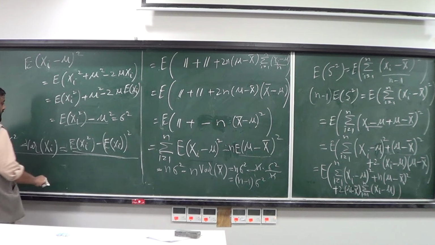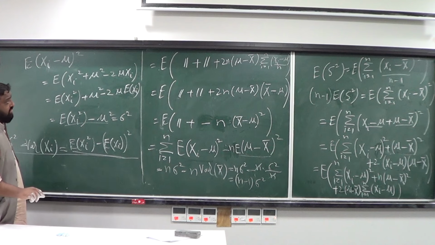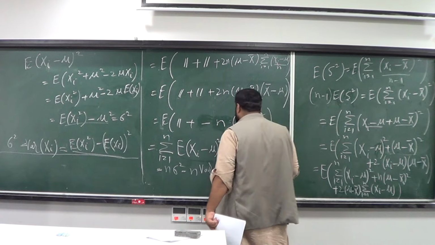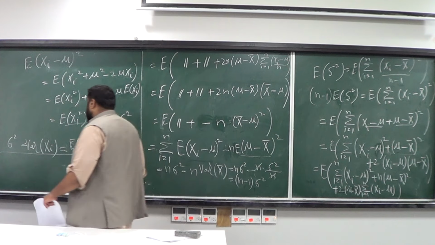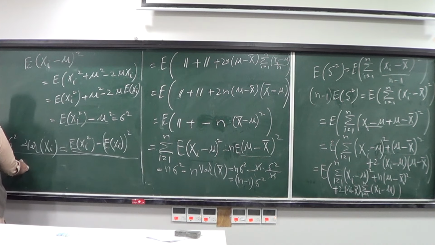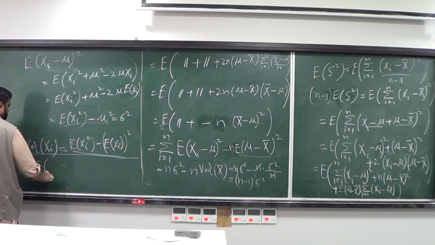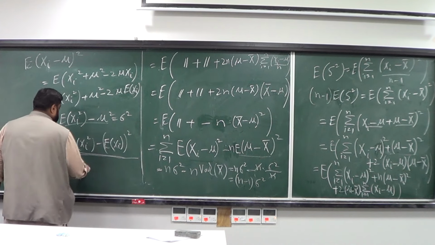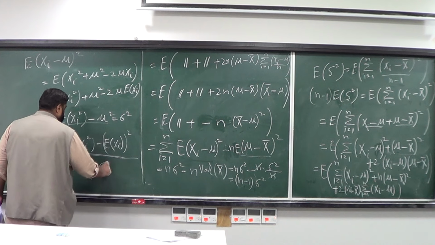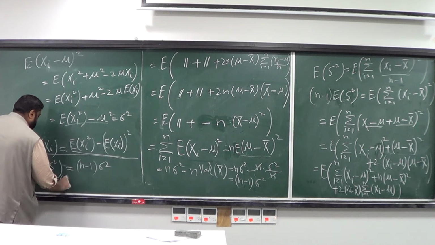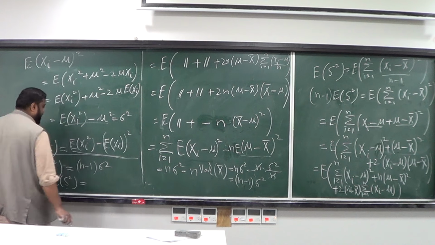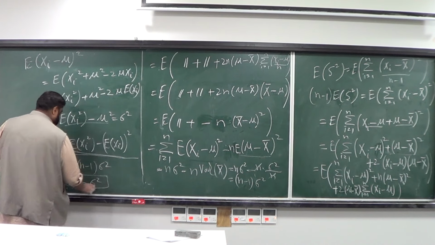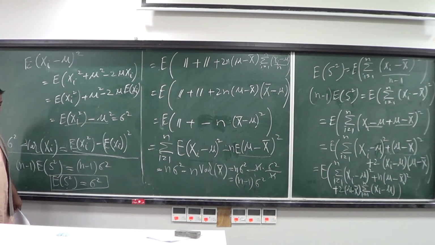Okay. So here is something very interesting. On the other side, you have n minus 1 times the expectation of s square, and here you get n minus 1 times the expectation of n square, which is equal to n minus 1 times sigma square. Therefore, the expectation of s square is really equal to sigma square. So what is this telling you?